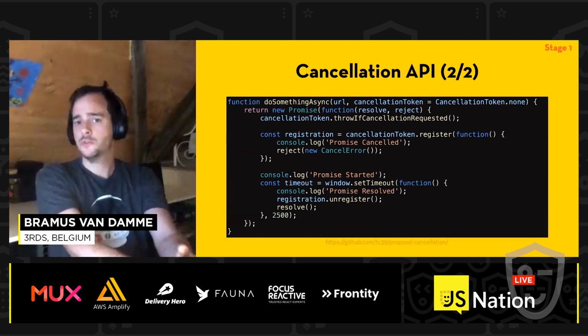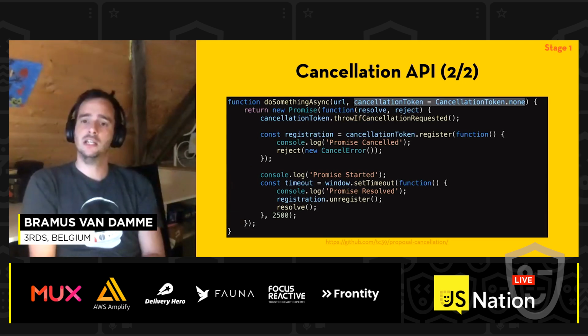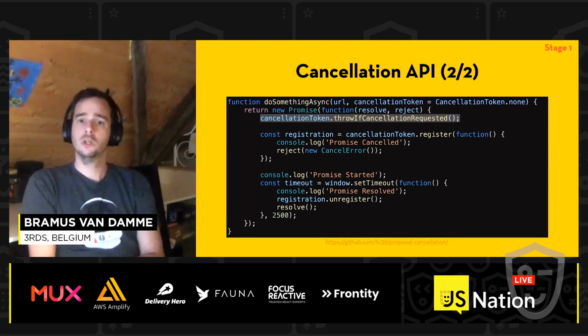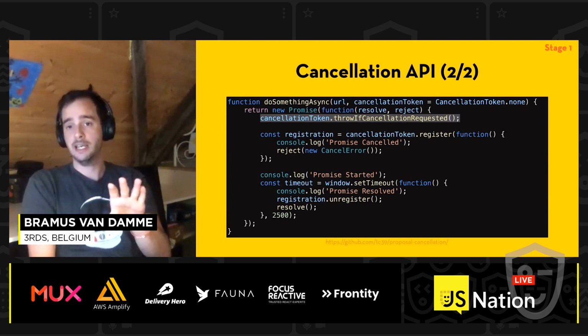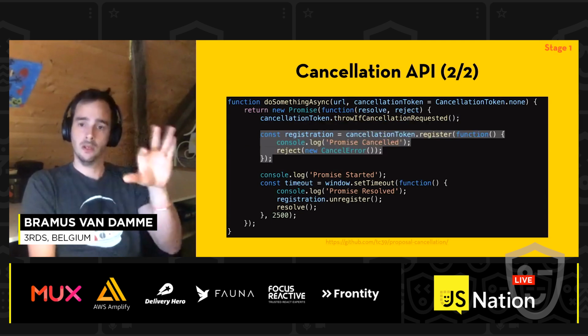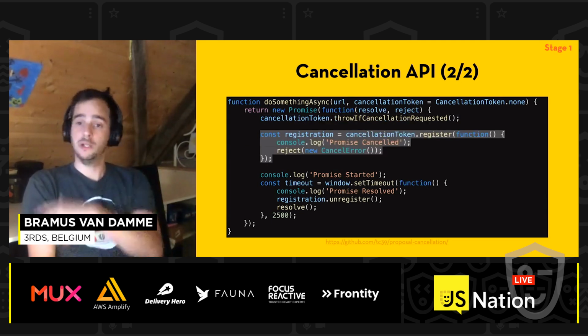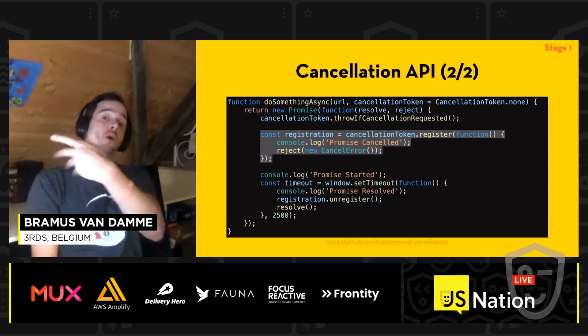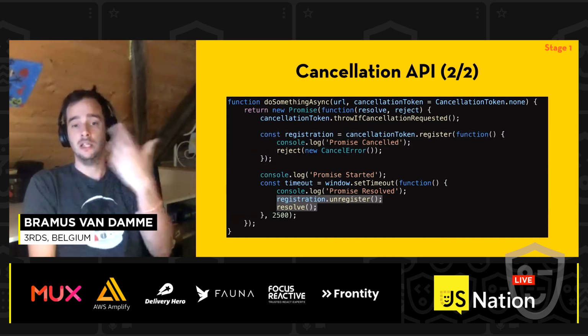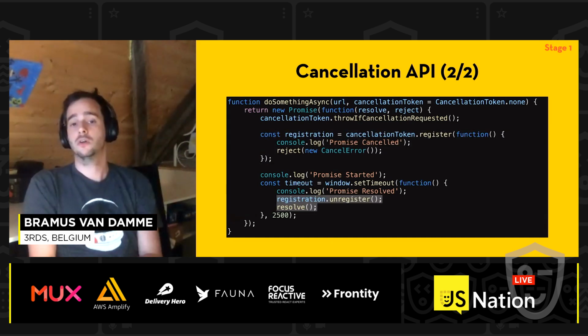Basically, it consists of 3 steps. 1, you pass in the cancellation token. Then 2, with that cancellation token, the first thing you do, well, if it's already canceled, just stop the execution. You then register a callback. When the cancellation token's cancel method is being called, this function will be executed. And then right before the resolve, you unregister your callback.